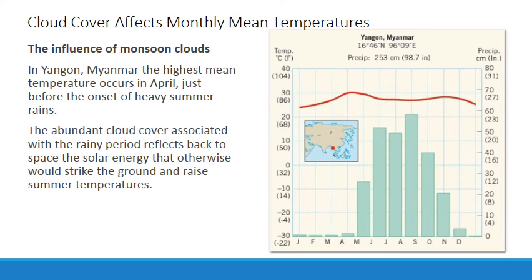And that's because during the summer months, when we would usually expect temperatures to climb, the extensive cloud cover increases the albedo of the region, which reduces incoming solar radiation at the surface. As a result, the highest monthly mean temperatures occur in the late spring, when the skies are still relatively clear.